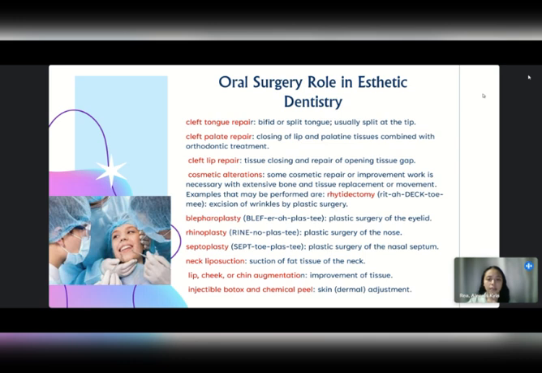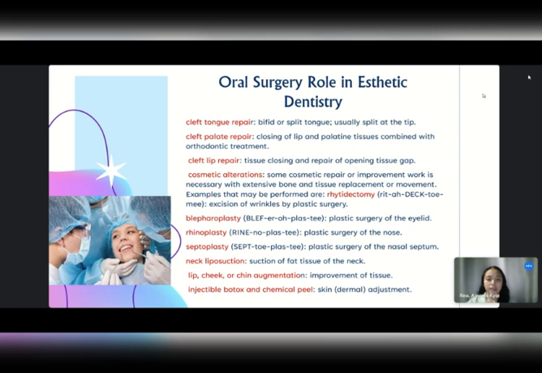Examples that may be performed are rhytidectomy, excision of wrinkles by plastic surgery. So rhytidectomy, or commonly known as facelift, involves the excision of wrinkles and tightening of facial skin through plastic surgery. So this procedure targets sagging skin, deep creases, and loss of muscle tone in the face and neck, aiming to provide a more youthful and refreshed appearance.